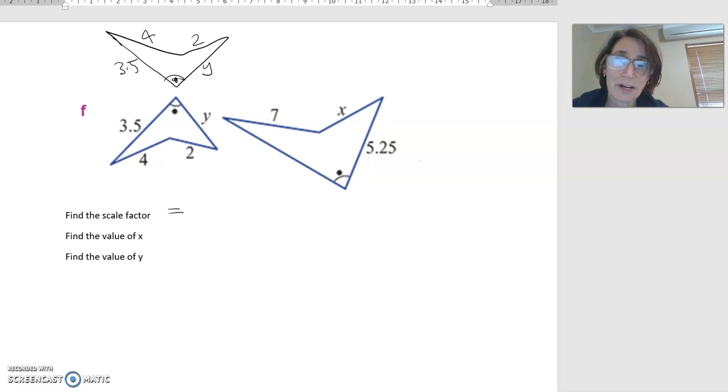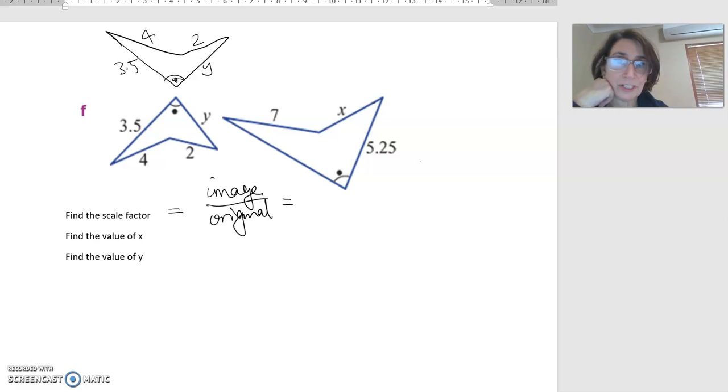So I need to find one of these sides where I know the value of both. So this one's x, that one's 2, that's no good. This one's 5.25, that's y, that's no good. But this is the one we're going to use because we've got 7 and 4. Because we've got the value for both, that's the side that we're going to use. So the scale factor is equal to the size of the image divided by the size of the original.